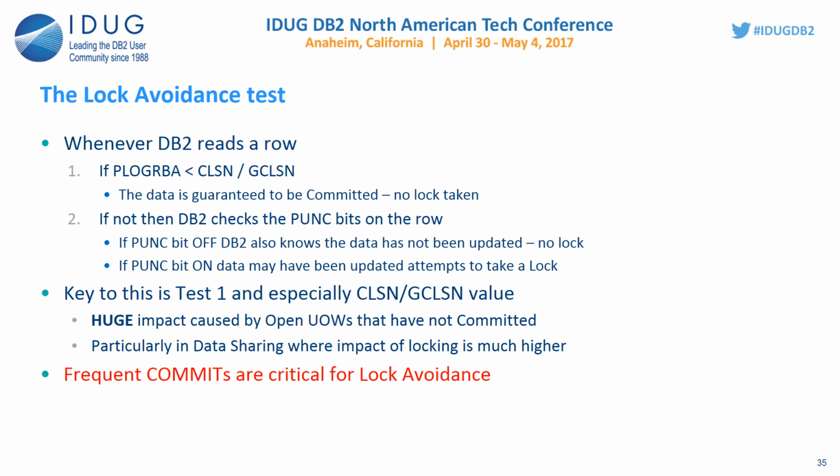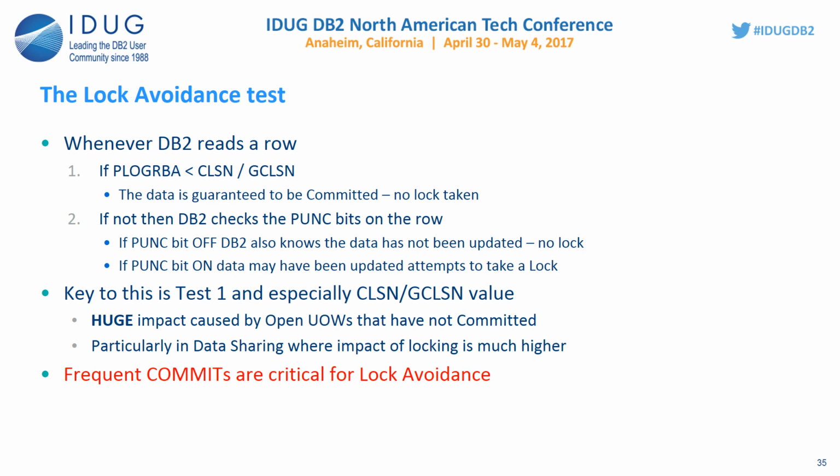Okay? The key thing here is this thing, because if this global commit log sequence number is high enough, then you'll get really good lock avoidance. All right? And the key thing you can do as application programmers is to commit frequently. Because when you commit, that GCLSN number is more recent.